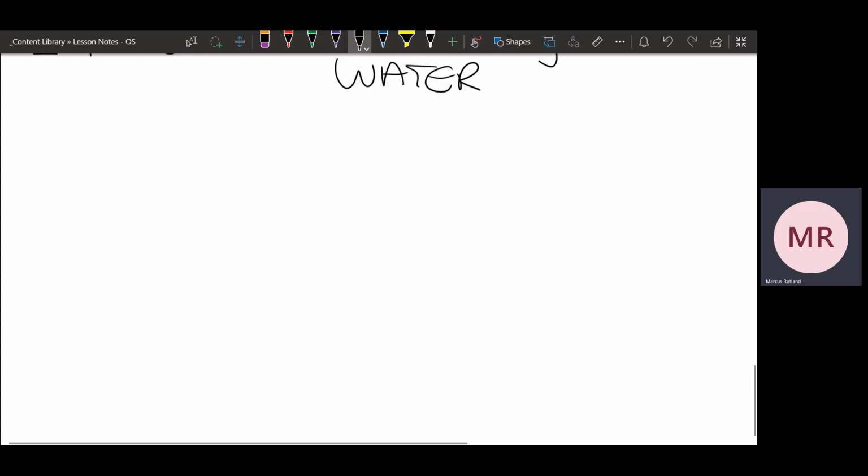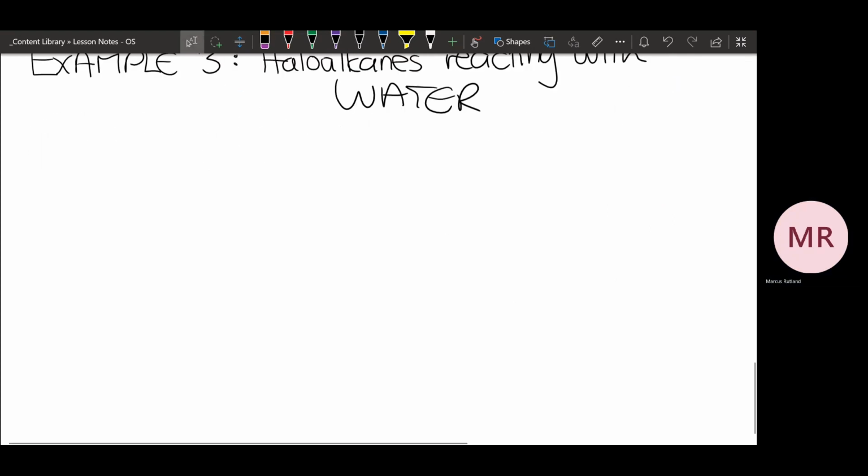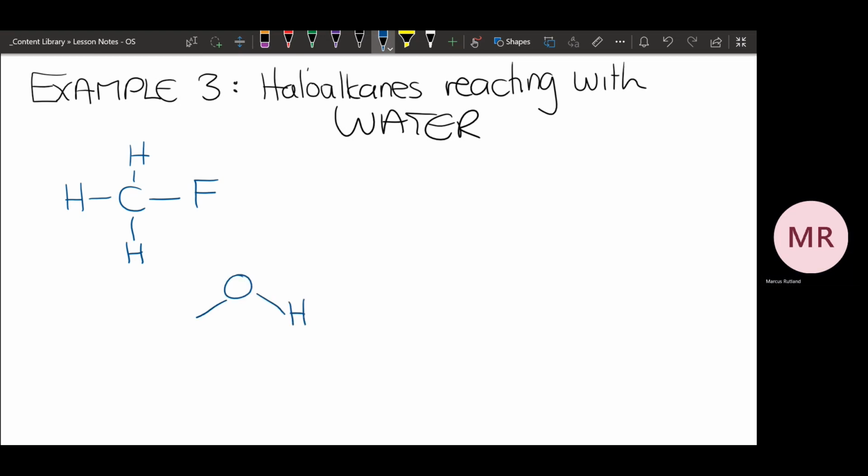If we take a simple haloalkane again, so let's have fluoromethane, and we've got water. This is going to be nucleophilic substitution. So we must have a nucleophile. Think about the definition of that. And that's going to do an attack that leads to a substitution.